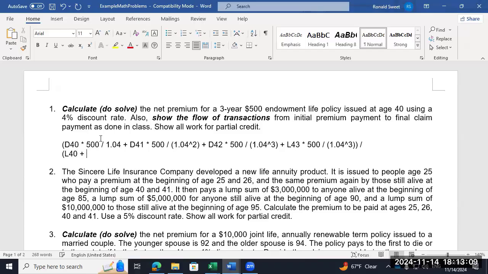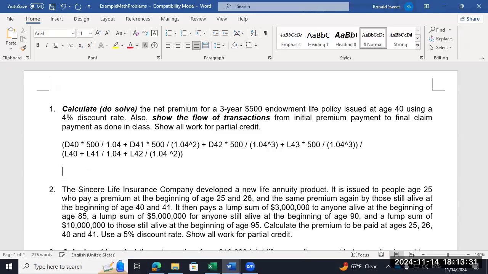plus L41 by 1.04. All right, plus L42 divided by 1.04 squared. Yeah, so that's your formula. Let's keep working on it.